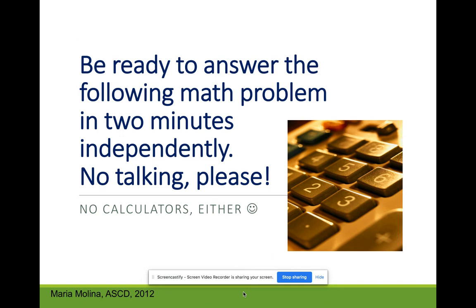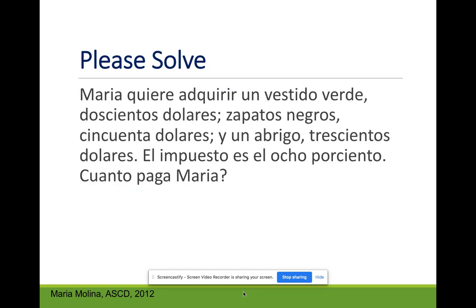So we are going to do a little simulation. I want you to be ready to answer the following math problem in 2 minutes independently, no talking, and you can't use your calculator. So I'm going to put the problem up there, and then you can pause it and answer it in 2 minutes. It's going to be, well, you guys, you're math savvy. Okay, ready? Go.